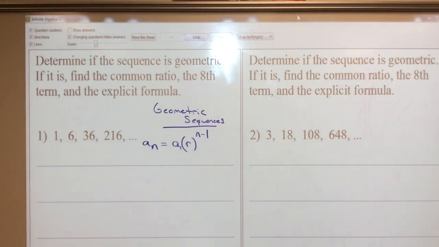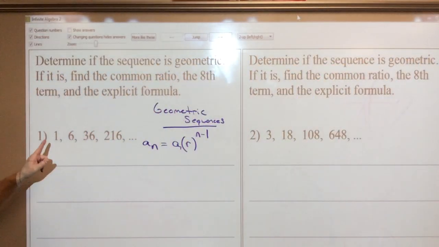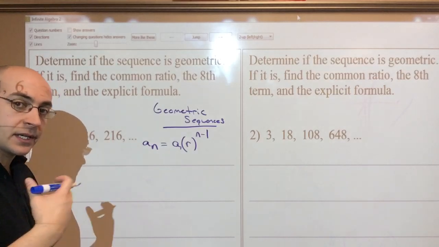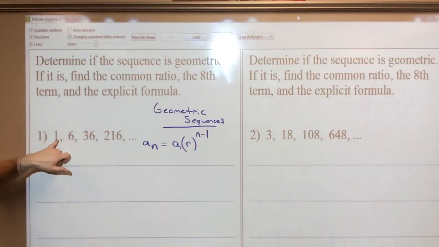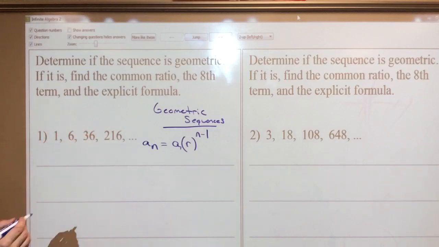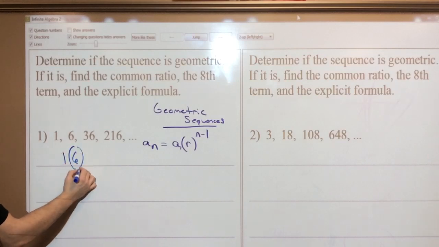Very simple. What did I have to multiply 1 by to get to 6? And it's always going to be the same. So the common ratio, that's why we call it common, because it will always continue. So 1 times 6 is 6. 6 times 6 is 36. 36 times 6 is 216. So the first term is 1. My common ratio is 6.